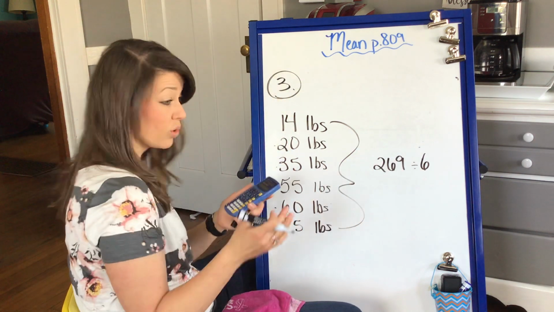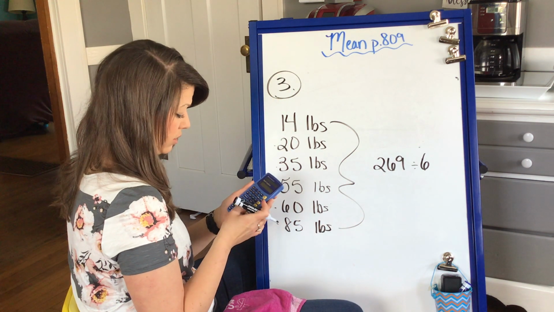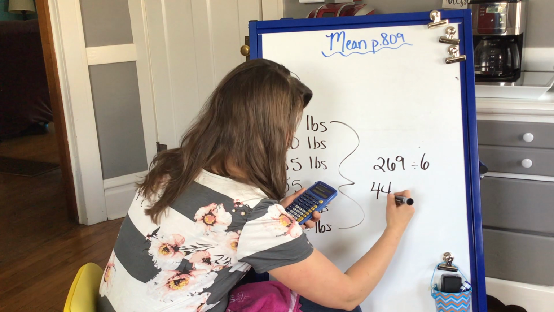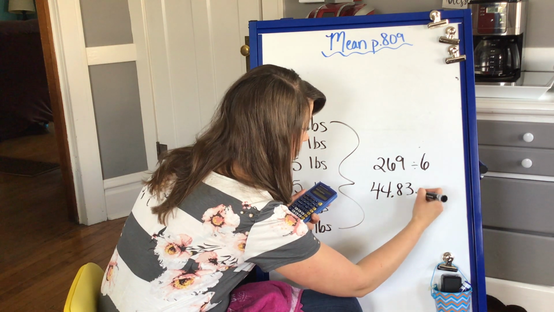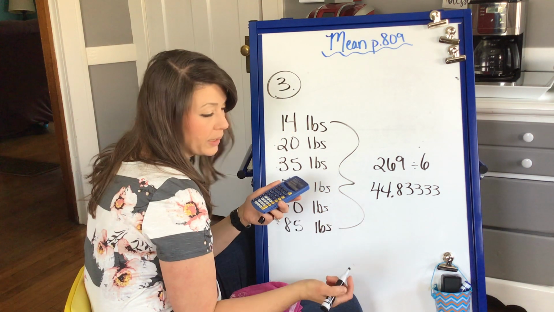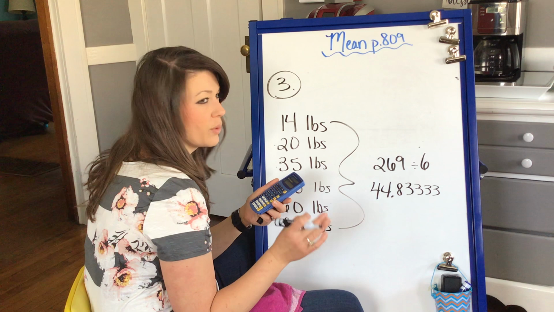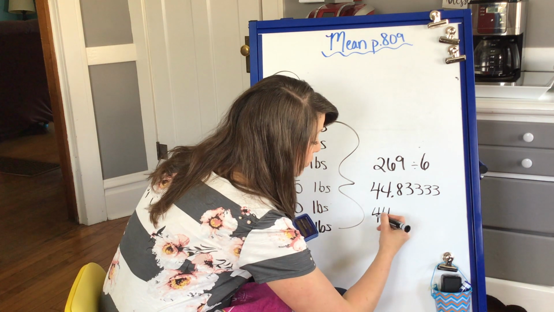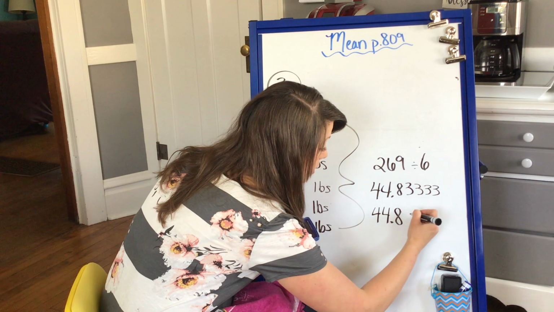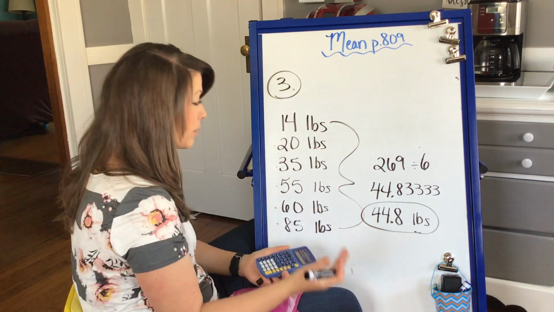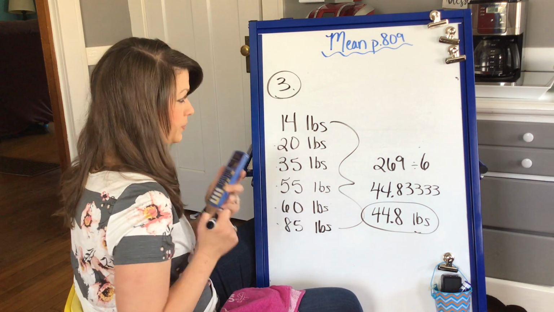And again, you don't always get a whole number. So on this one, I actually get 44.833333 repeating. So I could make it into a fraction. I'm not going to be too picky on this. The ones in your homework, you will not have to round. But on something like this, maybe round to the nearest tenth. So 44.8 pounds. So this one I'm going to round. Okay, so I'm adding up and I'm dividing by the number of choices.